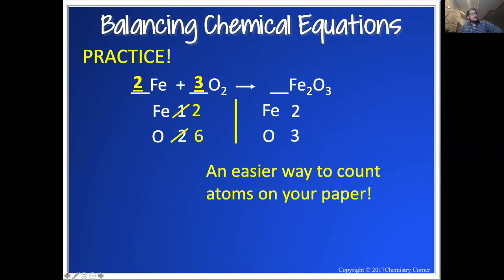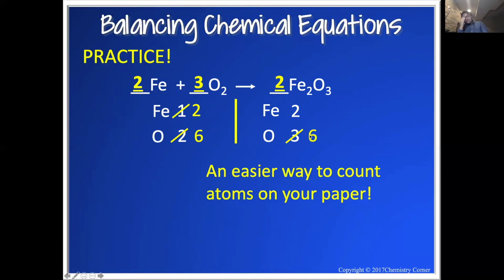Now I have to make sure my oxygens on the right match. Remember, don't look at the Fe's while you're fixing the oxygens. Only focus on one element at a time. Right now we're fixing the oxygen. So here on the left, I made this into 6. And then on the right side, to make this into 6, I'm going to have to put, you guessed it, a coefficient of 2 here. Because this 2 times the 3 in front of the oxygen, remember, you're distributing this coefficient, the 2 times the 3 in front of this oxygen is going to give me 6 oxygens on the right.